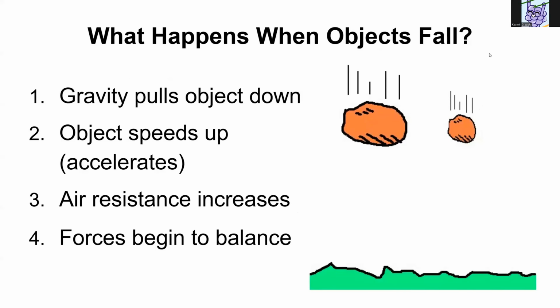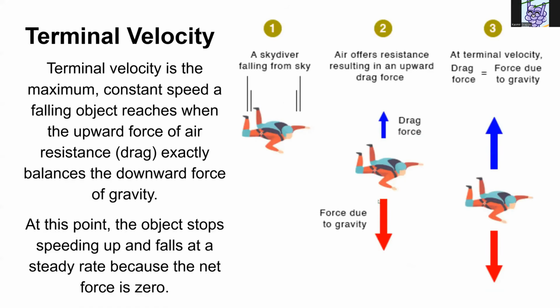So what happens when objects fall? Gravity pulls the object down, and the object speeds up. When there's a change in speed, it accelerates. The air resistance increases, and then the forces will eventually begin to balance as the object is falling.